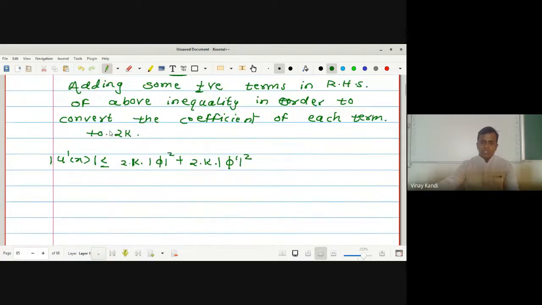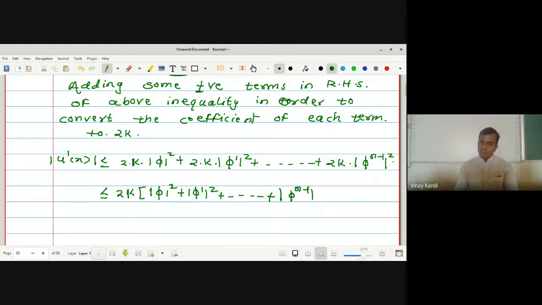Okay, so here we get 2k into up to so on plus 2 into k into mod of phi raised to n minus 1 bracket square, which is less than or equal to, taking 2k common in the bracket, mod of phi square plus mod of phi dash square plus up to so on mod of phi raised to n minus 1 bracket square, which is less than or equal to 2k into norm of phi of x bracket square.